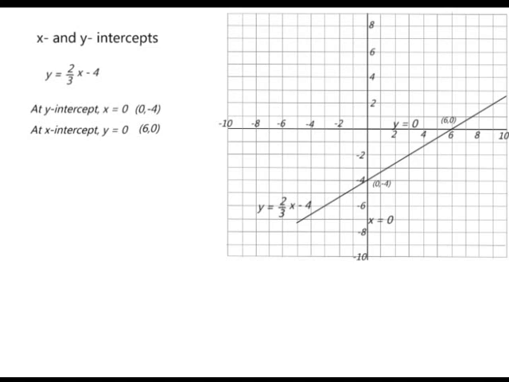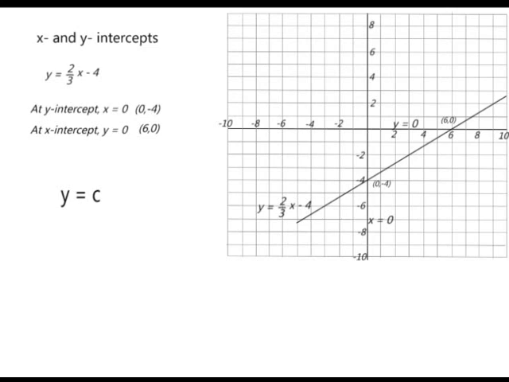Given an equation, to find the y-intercept, we substitute x with 0. And it is easy to see that in the general equation, y is equal to mx plus c, if you substitute x with 0, then y is equal to c. It's thus no surprise that we say that c is the y-intercept.